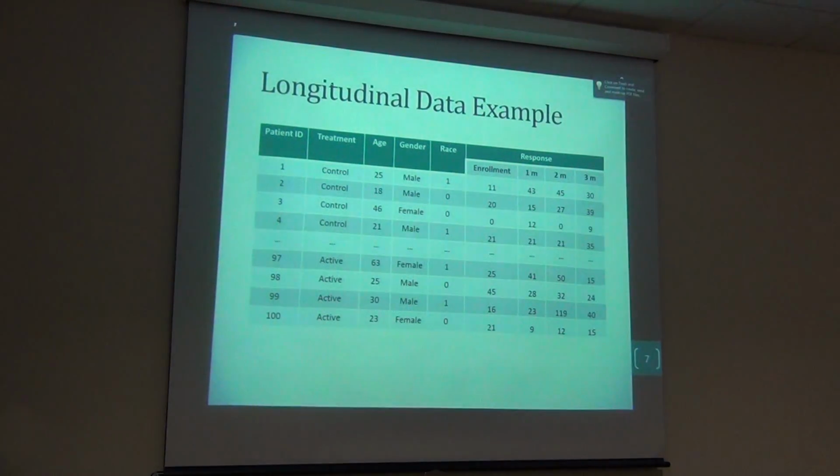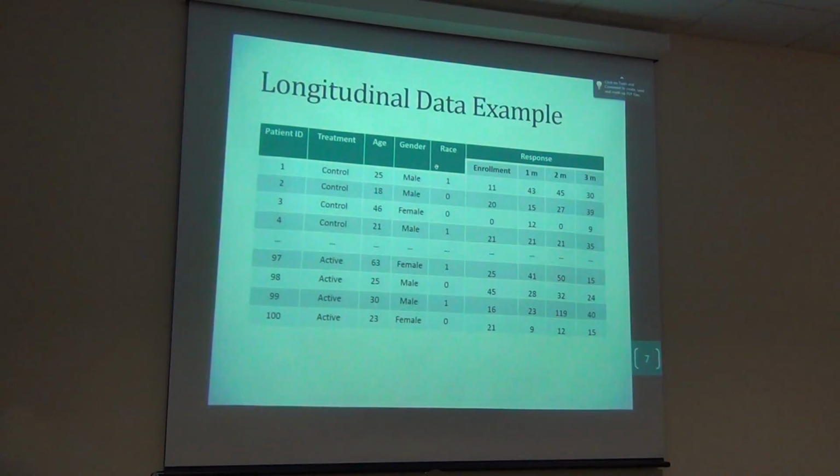So this is an example of longitudinal data. In this data set, we have 100 patients, and they were classified into two different treatments, the control and active treatment. And of course, at the time of enrollment, you can collect basic characteristics for the patients or medical or disease status at that time. So for example, here we collected age, gender, and race information.